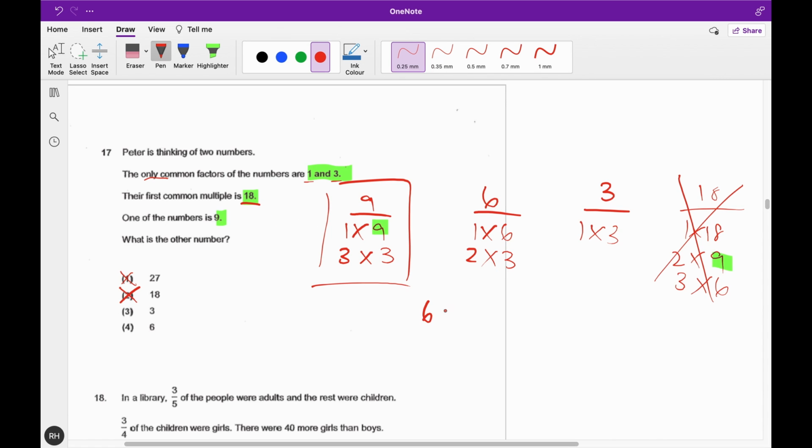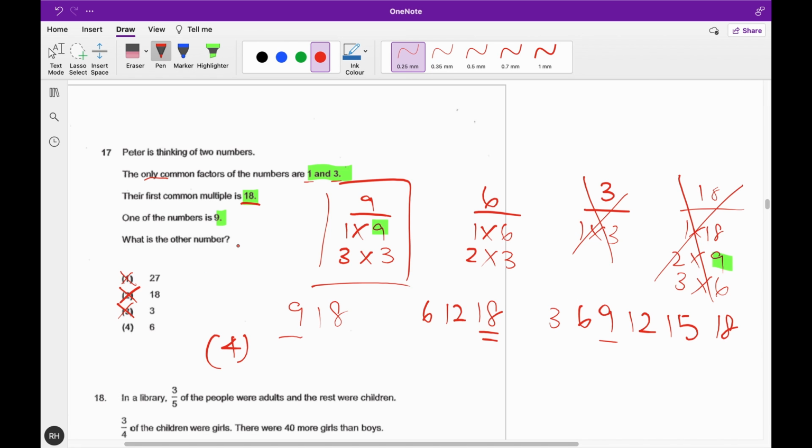So let's take a look at the multiples of 6. 6, 12, 18. Okay, so next one. We have 3, 6, 9, 12, 15, 18. Again, the multiples of 9 is 9, 18. For the first common multiple, the answer 3 would be out because 9 would be the first common multiple. So 3 would not be possible. So we are left with option 4. Answer is 6.